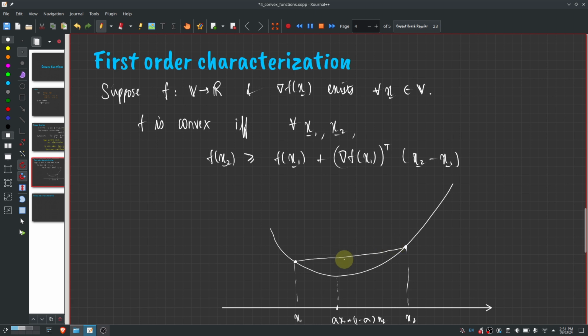Right? So the straight line joining x1 comma f of x1 and x2 comma f of x2 is kind of an upper bound for the actual function. Okay? So the curve lies below the line segment joining these 2 points. Only then is it convex, if this happens for every x1 and x2.